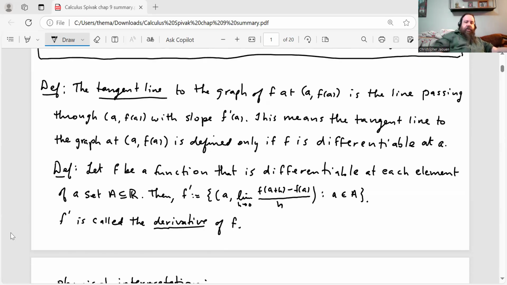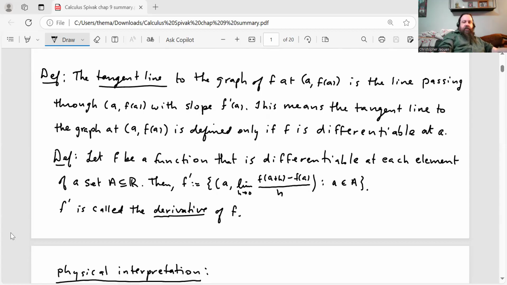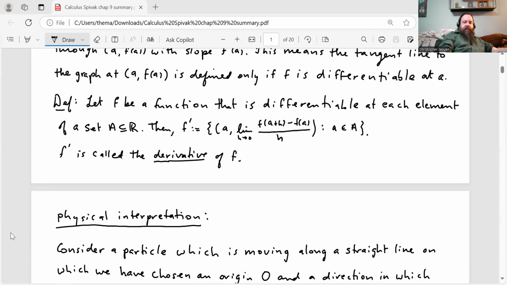Here's another definition. Let f be a function that is differentiable at each element of a set A, which is a subset of the real numbers. Then we define f prime to be the set of ordered pairs (a, limit), where the y coordinate is the limit as h goes to 0 of f of a plus h minus f of a, over h, for all a in the set A. f prime is called the derivative function for f, or the derivative of f.